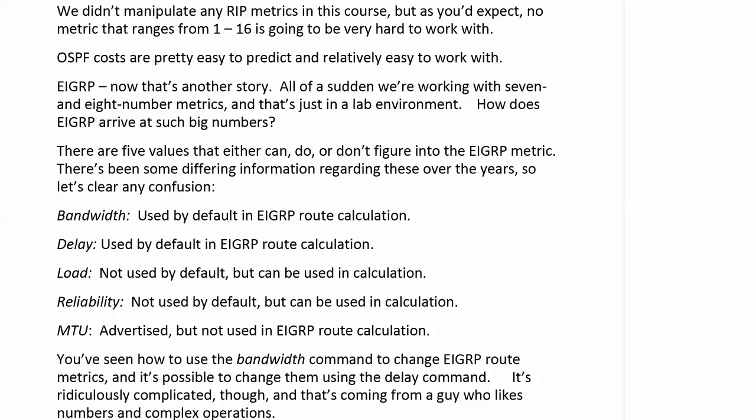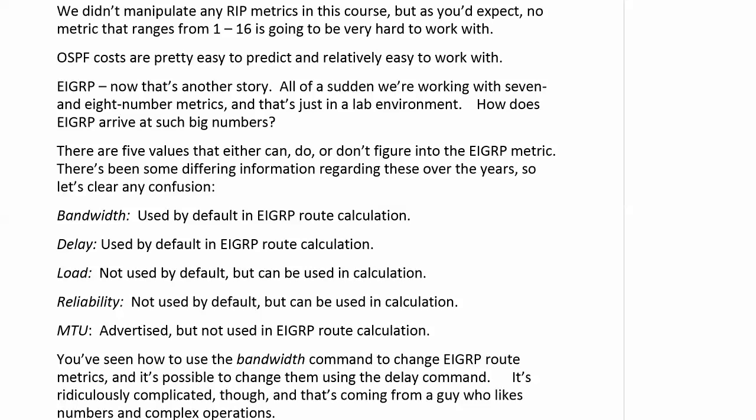Now, EIGRP, we saw that from the very beginning. I mean, we've seen 7 and 8 digit metrics, and that's just in a lab environment. It's not even in a huge environment like an enterprise network. There are 5 values that either do or don't figure into the EIGRP metric. And I guess you could say that about 2,000 values. There are 2,000 values that do or don't figure into it, but we're saying it about 5.